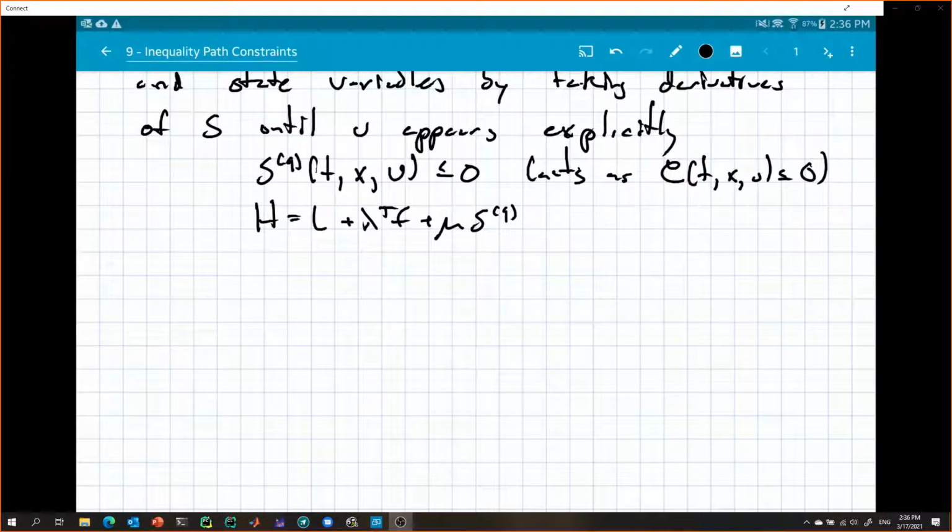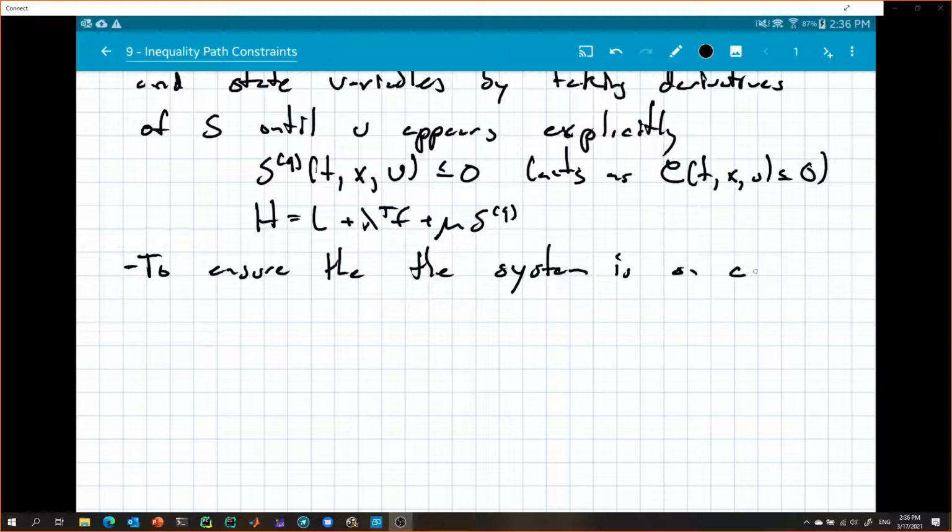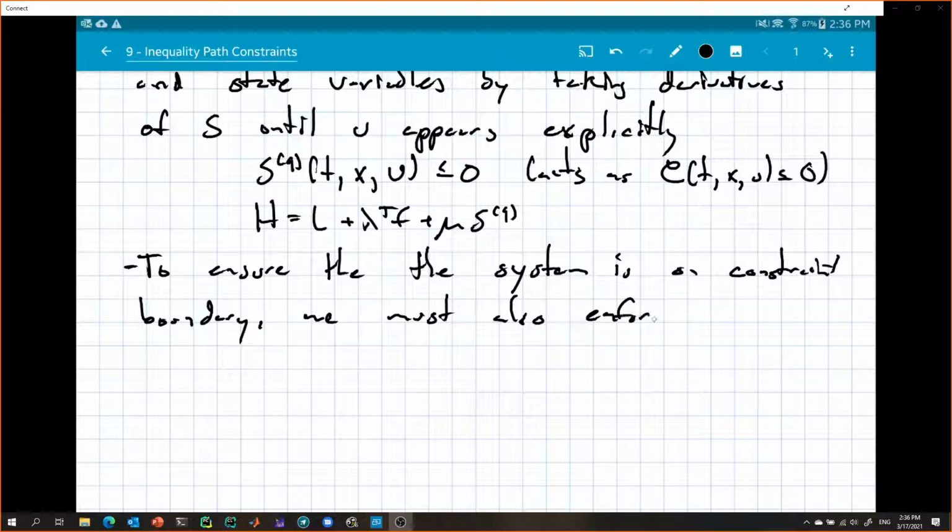But then we have something else, like the inequality constraints, to ensure that the system is on the constraint boundary. We must also enforce the interior point constraint.